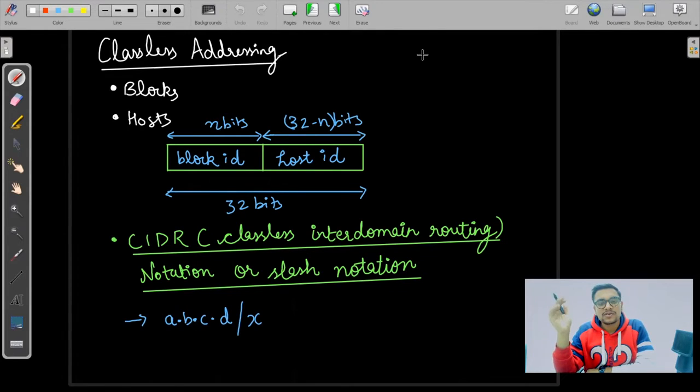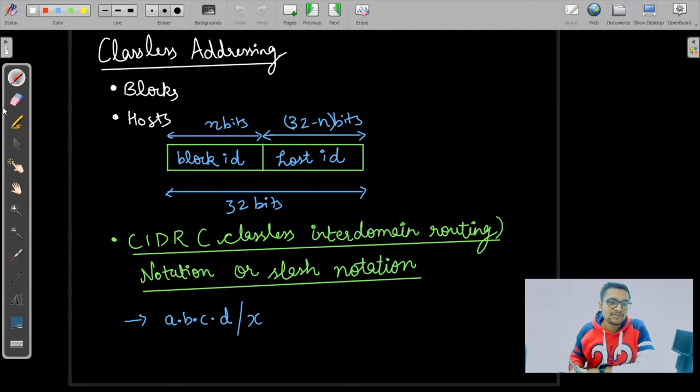If you take a class B IP address, then most of the IP addresses will be wasted, as you only require 1,000 IP addresses, and the remaining IP addresses that are left out will be wasted. So in order to overcome such challenges, we are here to discuss classless addressing.